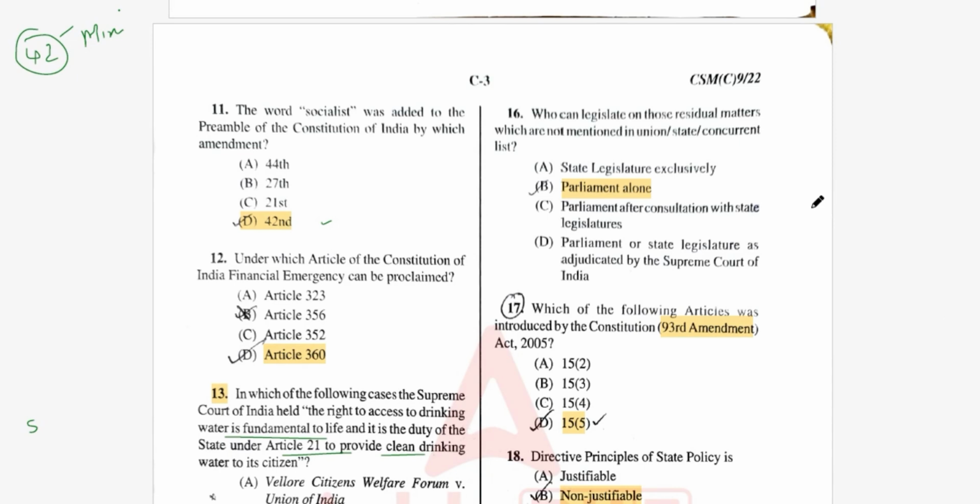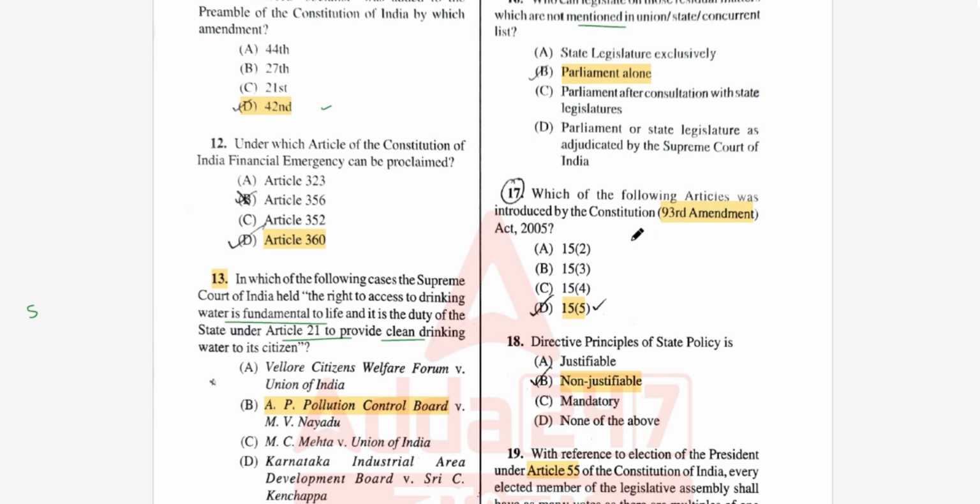Question number 16: who can legislate on the following residual matters which are not mentioned in the Union List, State List or Concurrent List? That is Parliament alone. This power has been given to the Parliament. Okay, rest of it. Which of the following articles was introduced by the Constitution 93rd Amendment Act 2005, that is 15 subclause 5? Okay, what is this? It is actually about the reservation.